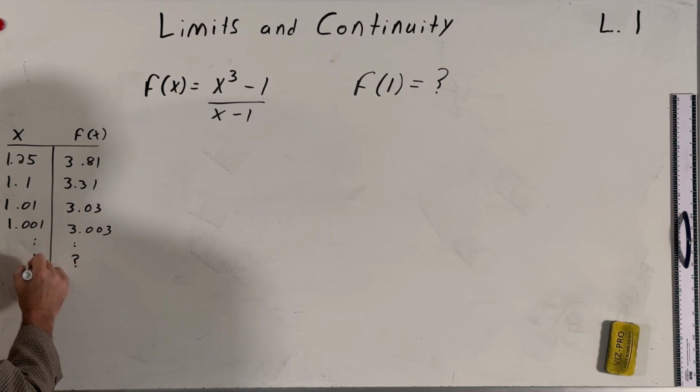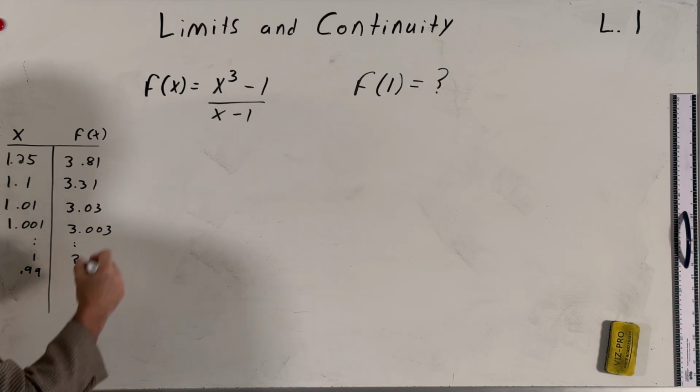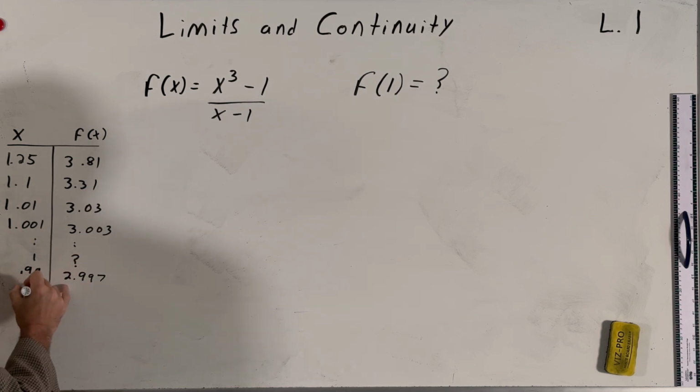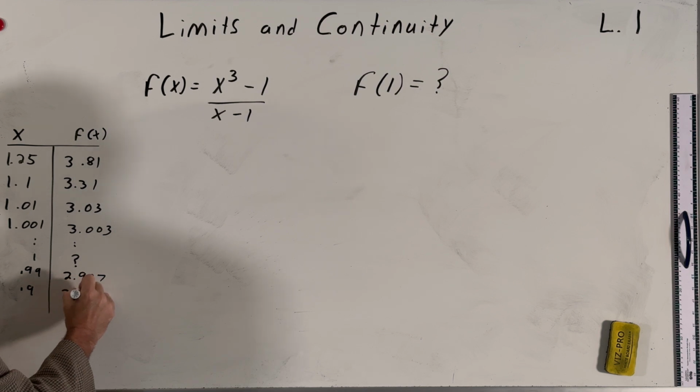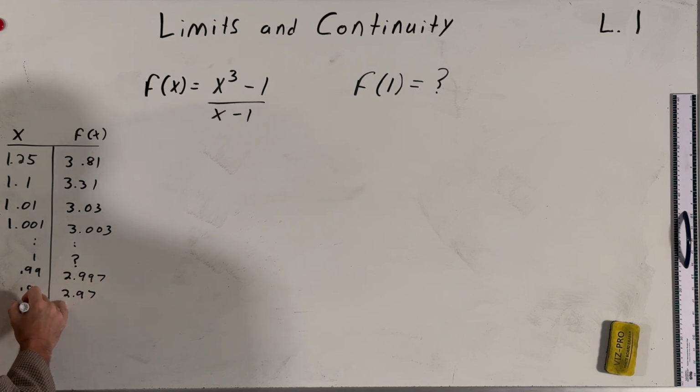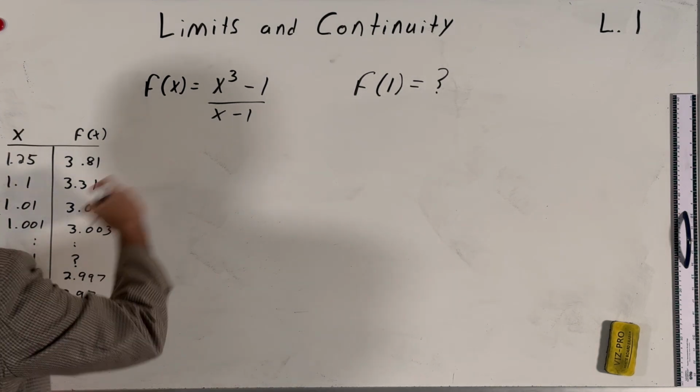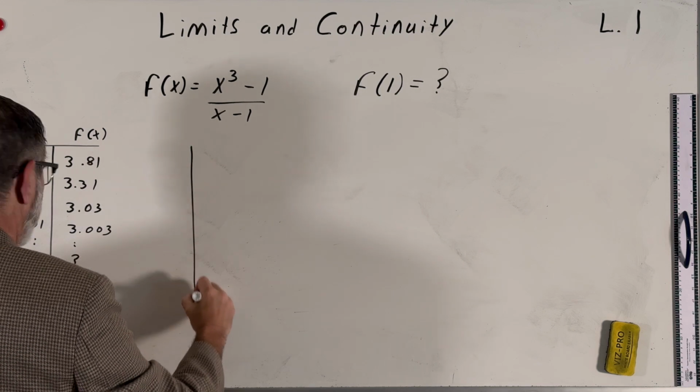But how about at 0.99? That's just on the left side of 1, right? We would get 2.997. At 0.9, we would get 2.97. At 0.75, we would get 2.313. We could even graph these values, and what would we see?